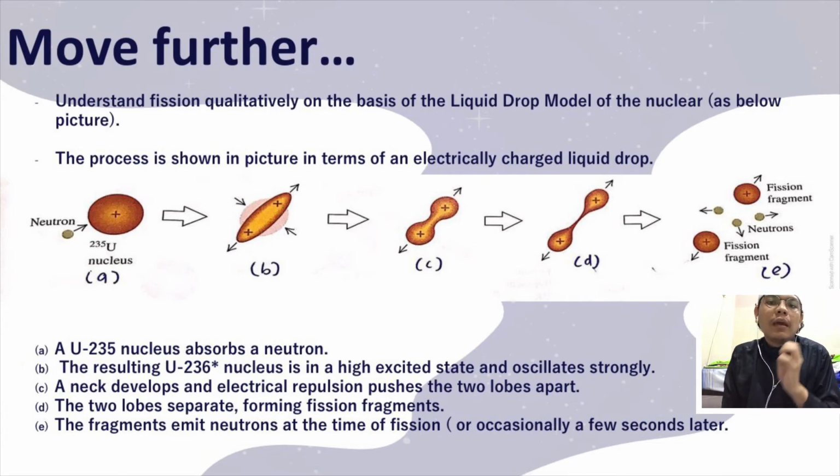So the electrical repulsion of these two lobes stretches the neck further, and it is shown in picture D. And finally, two smaller fragments are formed that move rapidly apart, and you can see it in picture E.